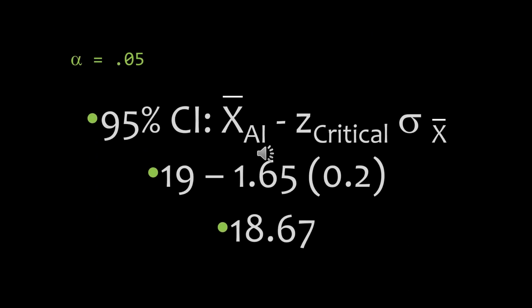So now we form the confidence interval, a one-tailed confidence interval using minus 1.65 for Z critical. So the mean for Native Americans, the sample mean, is 19 minus 1.65 times 0.2, and that is 18.67. That's where we cut, 18.67. That's the sample mean that is 1.65 standard errors to the left of 19.